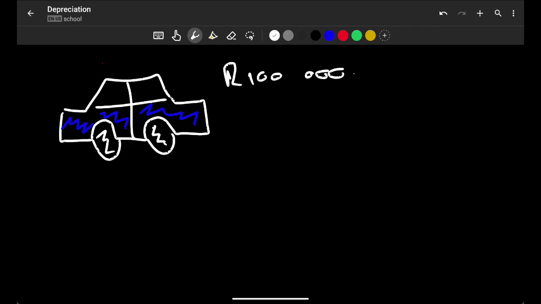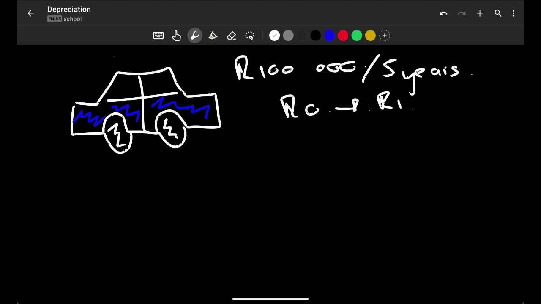But as the years go, this car will lose its value. So as an accountant, you're saying that this car, I will have it for 5 years, and after 5 years, it is going to be worth 0 rand. Right? But we don't say 0, we say 1 rand, residual value. We say 1 rand, but that's something else, right? You're saying after 5 years, it's going to be worth 0. So we know that every year, it is going to lose a certain amount of its value.